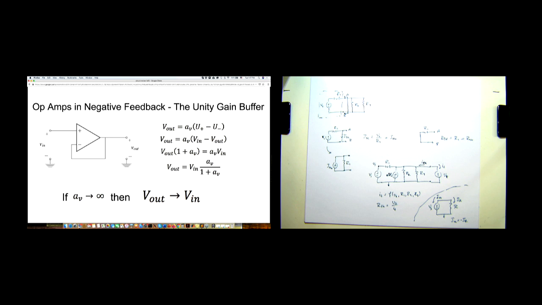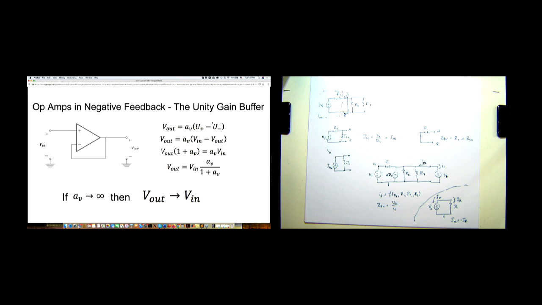Now let's look at a very useful negative feedback topology in an op-amp, the unity gain buffer. Essentially, we will go step by step through this analysis. We have that Vout is equal to Av times (U plus minus U minus), the fundamental equation that describes the operation of the op-amp. Then we see that U plus in this case is just Vin, right? If I hook up my input here at the plus terminal.